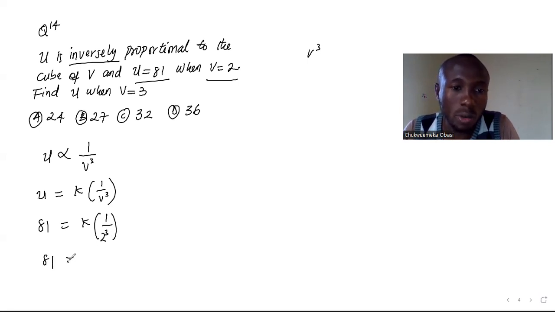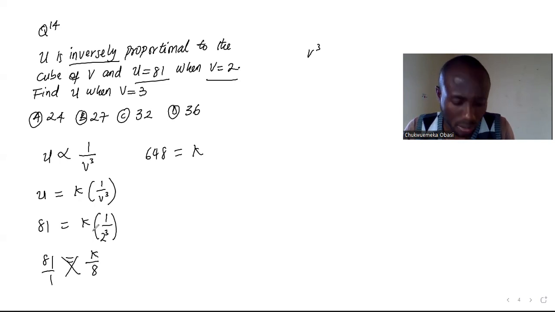So you have 81 equal to k times 1, which is k/8. So what you do here, you cross multiply. 81 times 8 will give me 648 equal to k. So what is 8 times 8 again? I'm stuck. 64. Yeah, I'm correct. So that is how to go about it. 81 times 8 is 648, and 1 times k is k. So now you know the value of k.